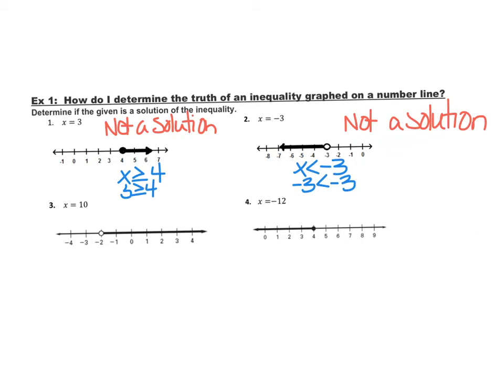All right, for our next one, we have x is greater than negative 2. Because it's got an open dot, it's not equal to, it's just greater than. So let's take our 10. Is 10 greater than negative 2? Yes, and even though you don't see it here on the graph, we know that 10 is going to keep going in that positive direction. 10 is greater than negative 2, so this is a solution.